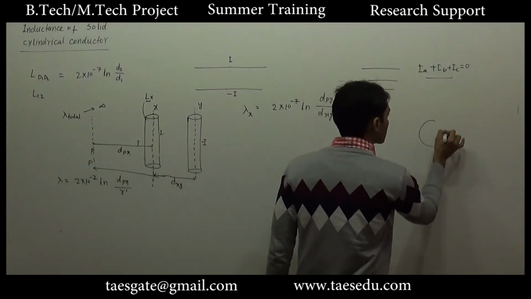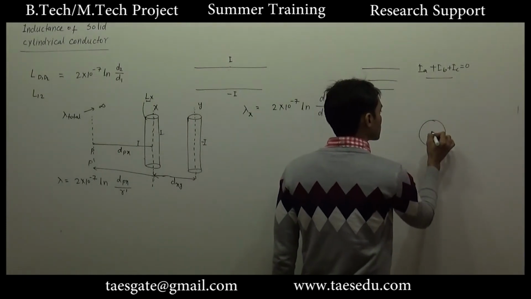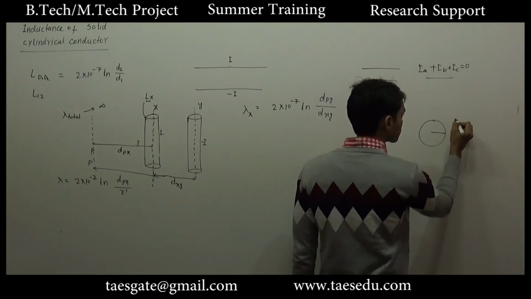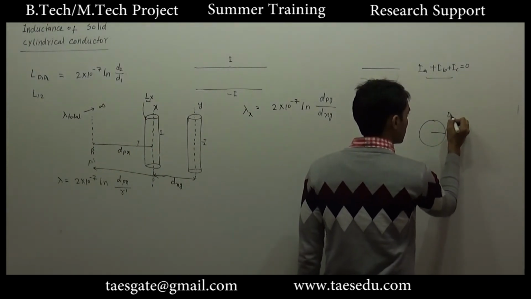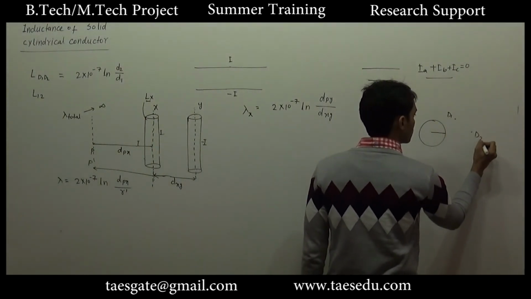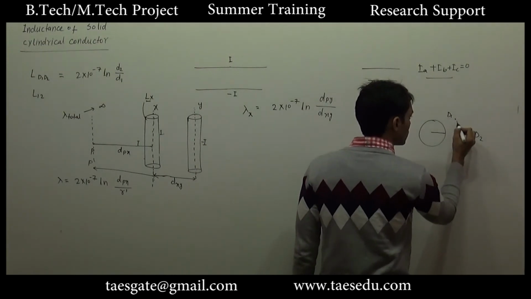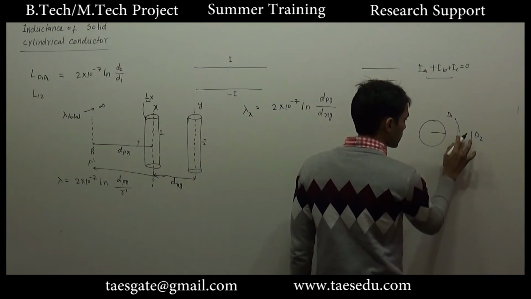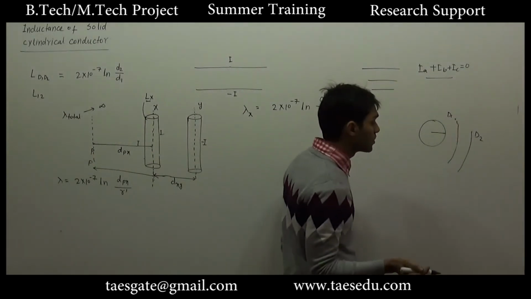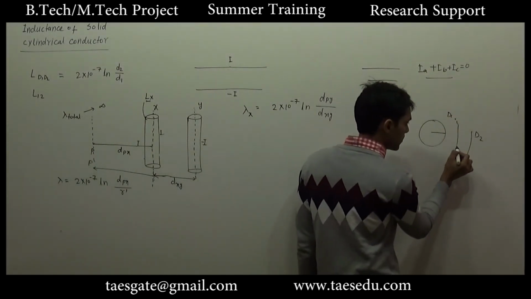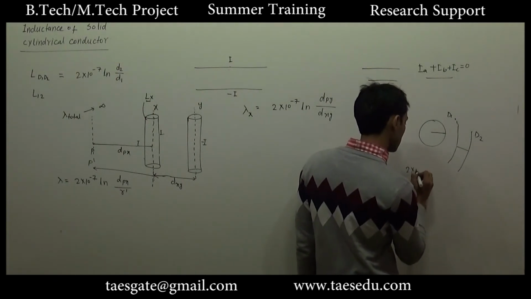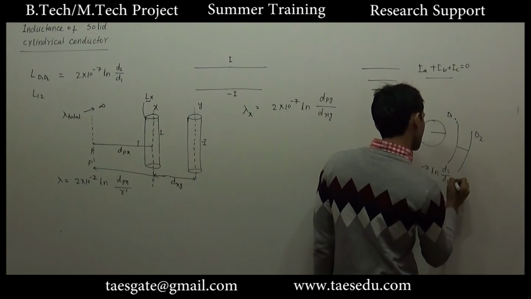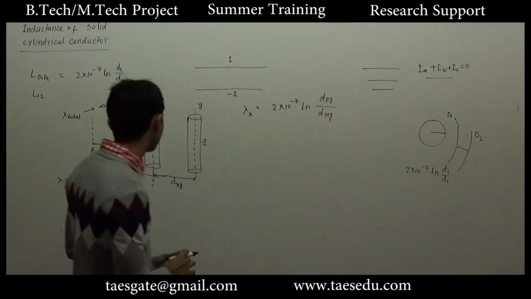In the previous section what we have studied, let's say this is the cross section of a wire. This is point d1, this is point d2. So what will be the total flux linking with this conductor between d1 and d2? This is 2 into 10 to power minus 7 ln d2 by d1. So this is what I have done here.